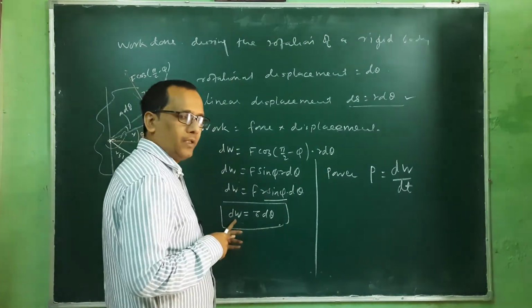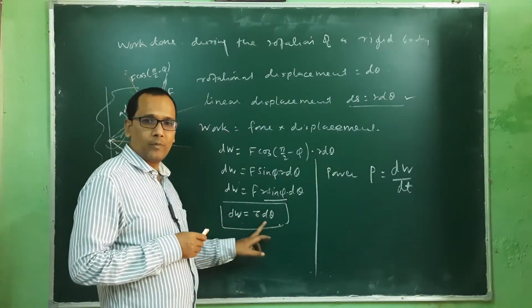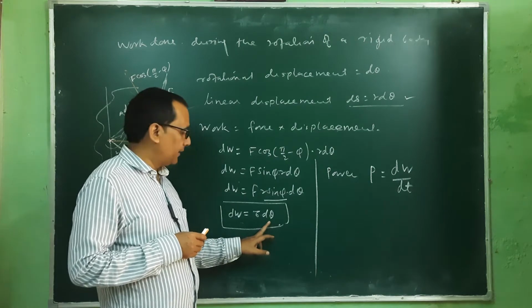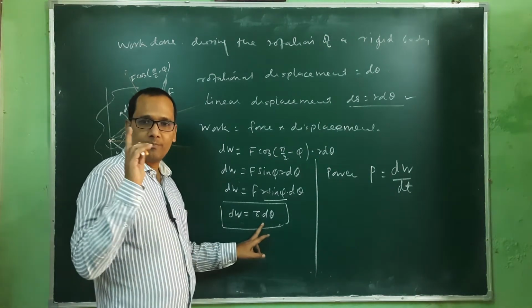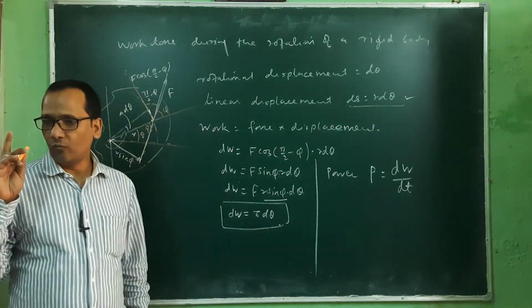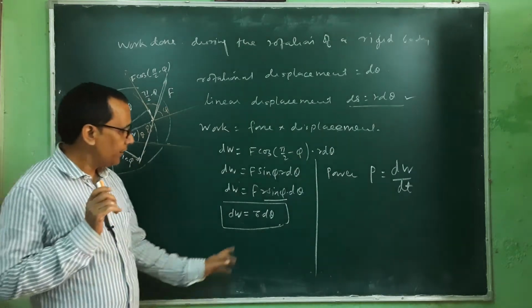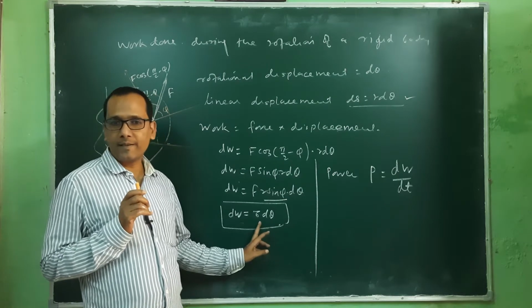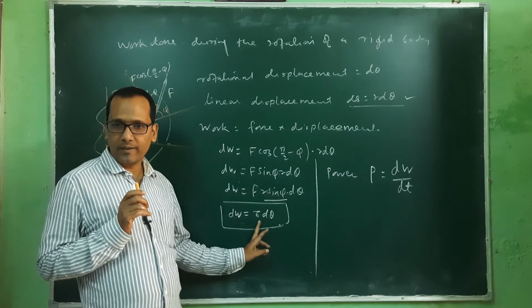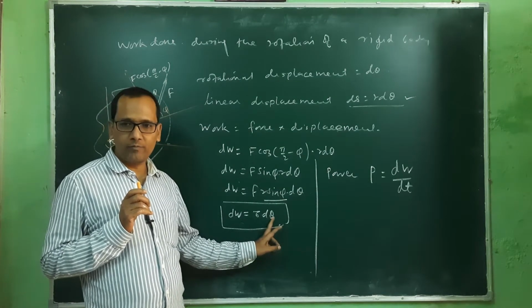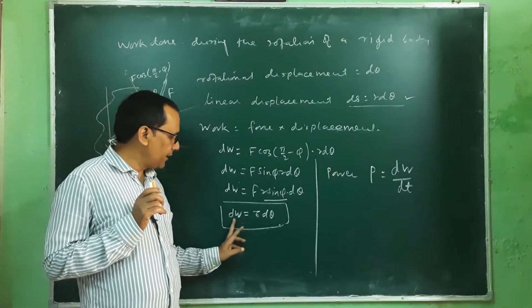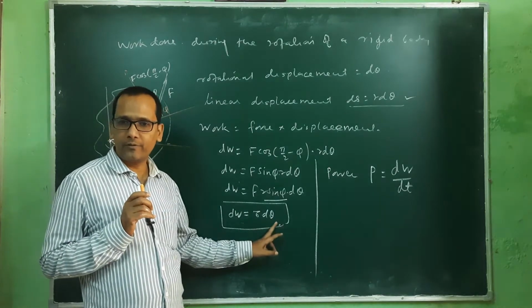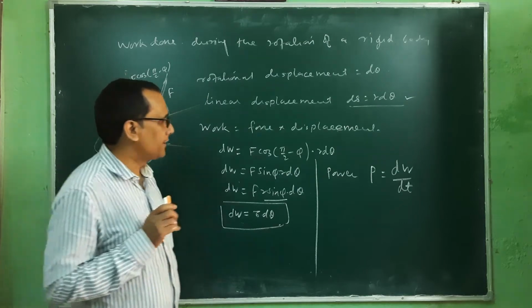So this is the work done. So dW is equal to tau multiplied by d theta, and one can compare this with work in linear translation motion, that is force multiplied by displacement. Here we replace that force with torque, and the linear displacement with angular displacement. So dW is equal to tau multiplied by d theta. So the simple formula, and it is easy to memorize.